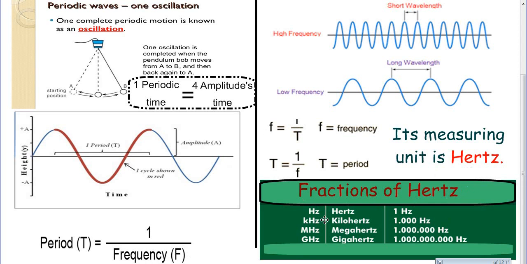Okay, and we have some multiples of hertz. The first, hertz equals 100 hertz, but kilohertz equals what? 1000 hertz, megahertz is 1 million hertz, and gigahertz equals 10 power 9 hertz.